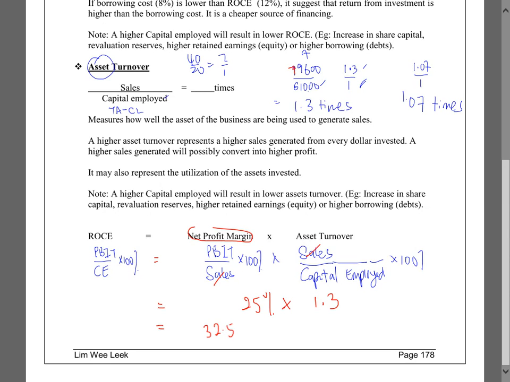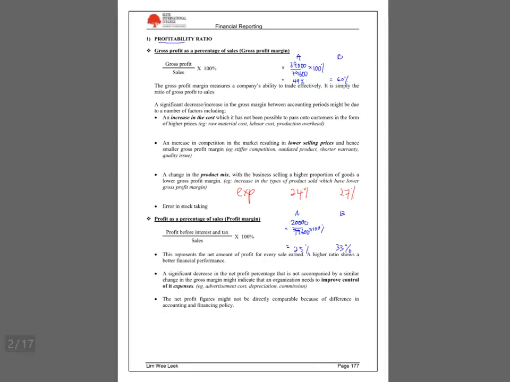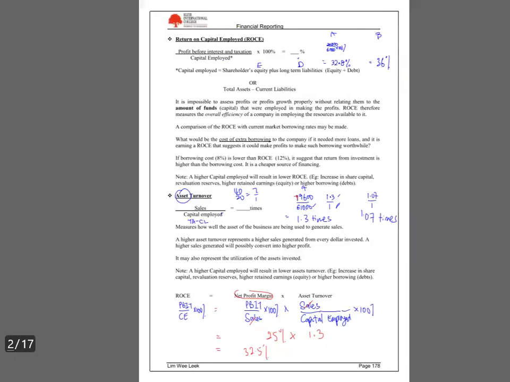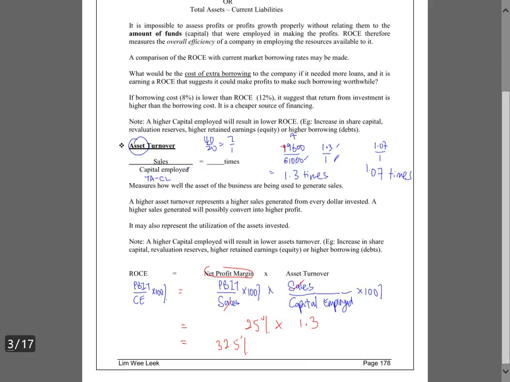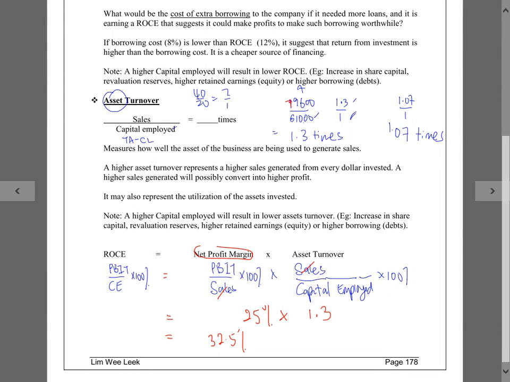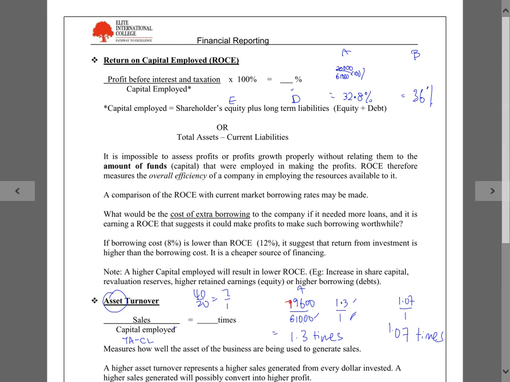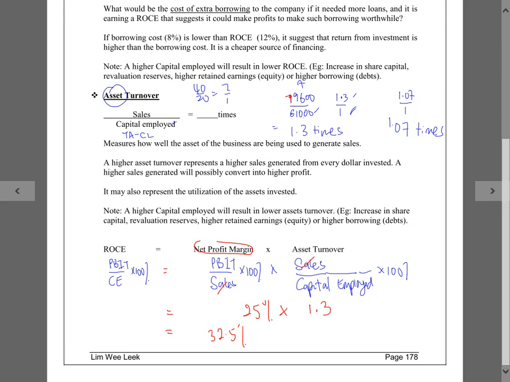Percent. So what's my ROCE as per our answer, company A? Yeah, 32.8. Yeah, of course with some decimals, actually it should be the same. There, 32.8. If you use more decimals, then you'll get 32.8. Okay.